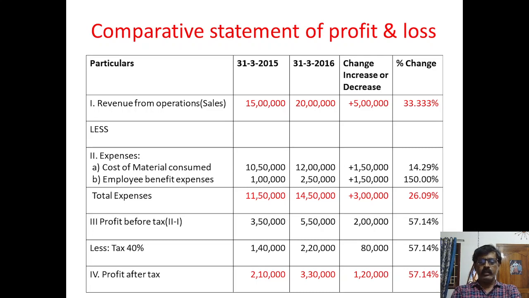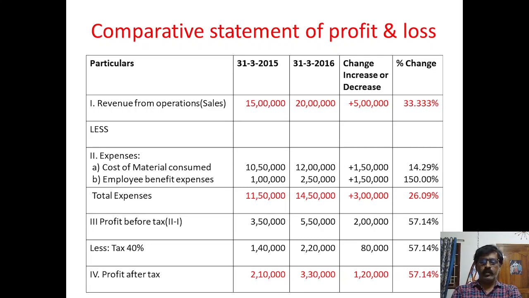And the second year, tax comes to 2 lakh 20,000. That is 5 lakh 50,000 into 40 by 100, you get 2 lakh 20,000. And the absolute change is 2 lakh 20,000 minus 1 lakh 40,000 equals 80,000. Again, the last column, 80,000 divided by 1 lakh 40,000 into 100, 57.14. And profit before tax, less tax, is profit after tax.